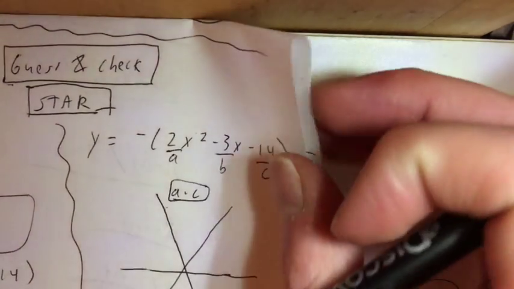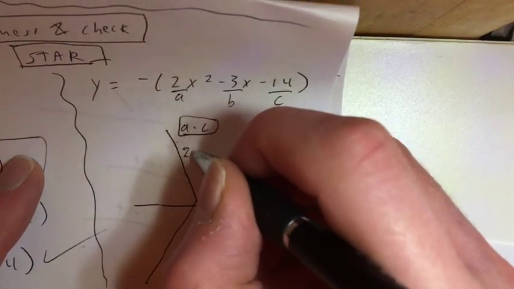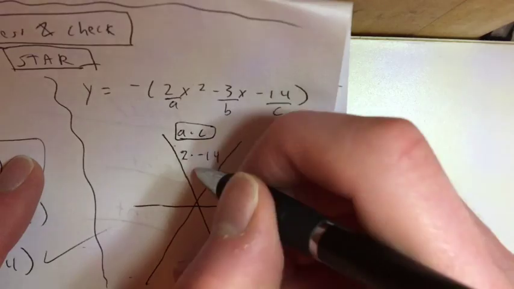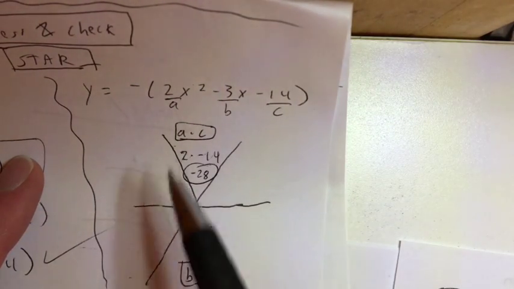Okay? I'm going to try to make this a little bit easier for you to see. There we go. What's A? Well, my A is a 2. My C is a negative 14. 2 times negative 14 is negative 28, right? You can always use your calculator on this test. I'm not going to forbid you from doing it.